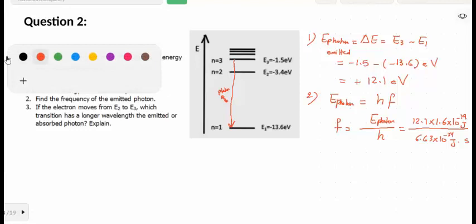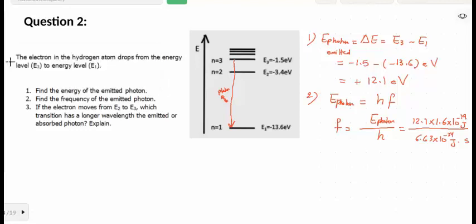So the unit of joule here cancels joule, so you get 1 over second, which is hertz. So the final answer, the frequency of the photon, let me use the calculator to get. After using it, the answer will be 2.92 times 10 to the power 15 hertz, which is 1 over second.